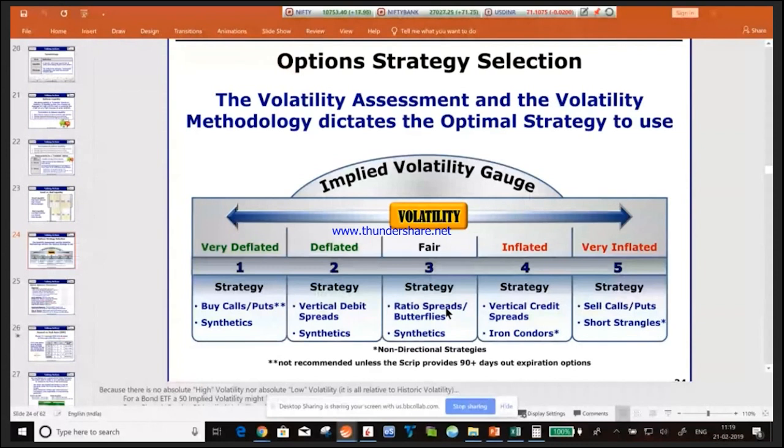Section 4. Now these are debit. This could be debit or credit. And when you come here, these are all credit strategies. Okay, let's go to section 5. Section 5, very inflated: sell call and sell put. Now this is what you can do in absolutely all the 30 stocks. Section 4 and section 5 strategies can be done in all the stocks. The only exception is section 1 and section 2, which can as of now be only done in Nifty and to some extent in Bank Nifty.